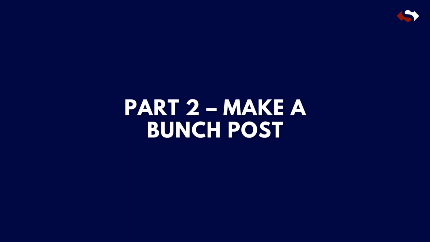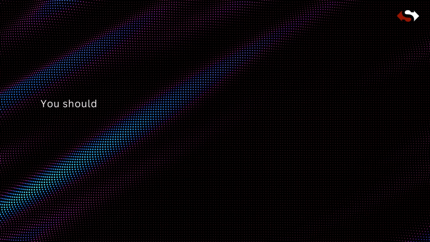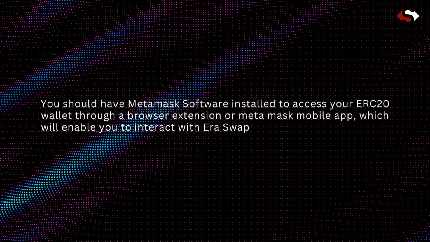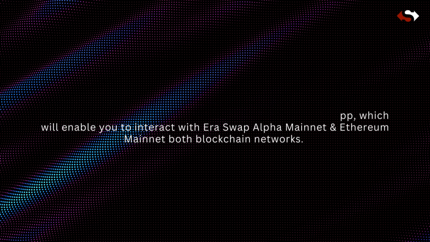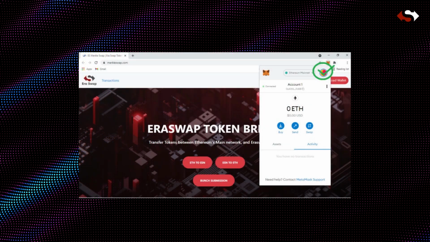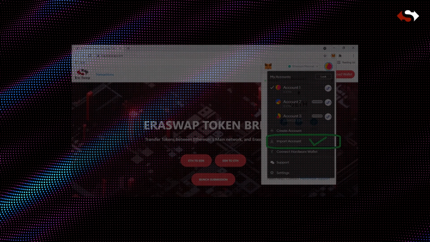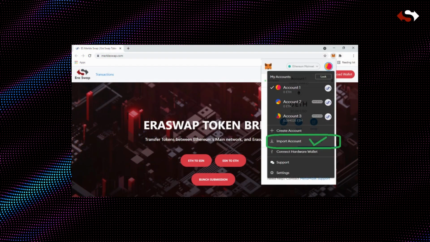Part 2. Make a bunch post. You should have MetaMask installed to access your ERC20 wallet through a browser extension or the MetaMask mobile app, which will enable you to interact with Eraswap Alpha Mainnet and Ethereum Mainnet, both blockchain networks. Once you have downloaded and logged into the MetaMask extension on your web browser or mobile app, click on the My Accounts button, as marked in the screenshot for reference. Then click on the Import Account option.